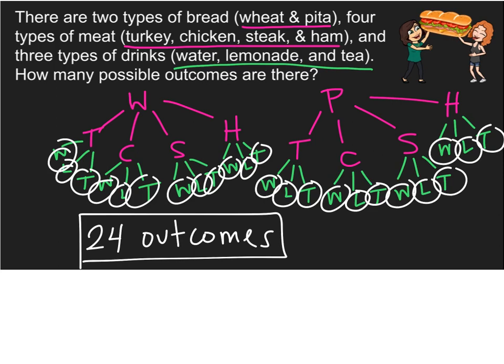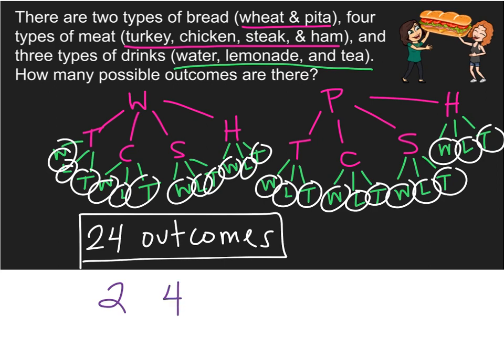Okay, that is a little time consuming. It's a nice visual, but sometimes I don't want to have to do all that work. So I'm going to show you a little shortcut. It's called the fundamental counting principle. Basically what I do is I just check out what all my different options are. So first of all with my breads, how many options were there? There were 2. Okay, then how many options for meat were there? Well, there were 4.